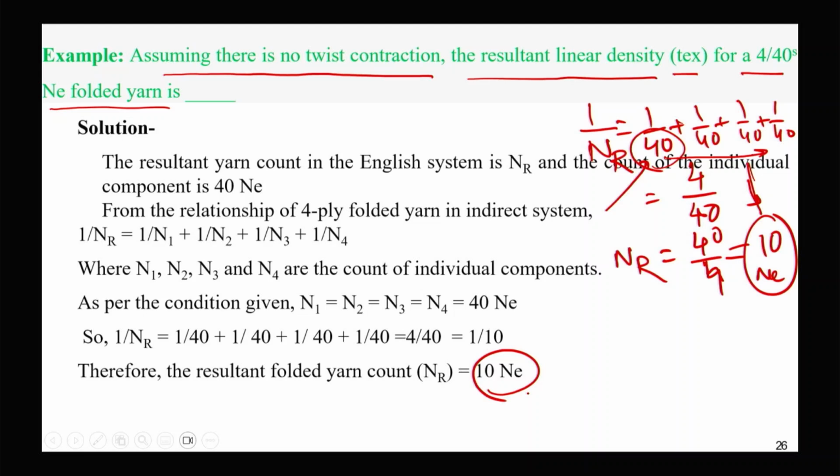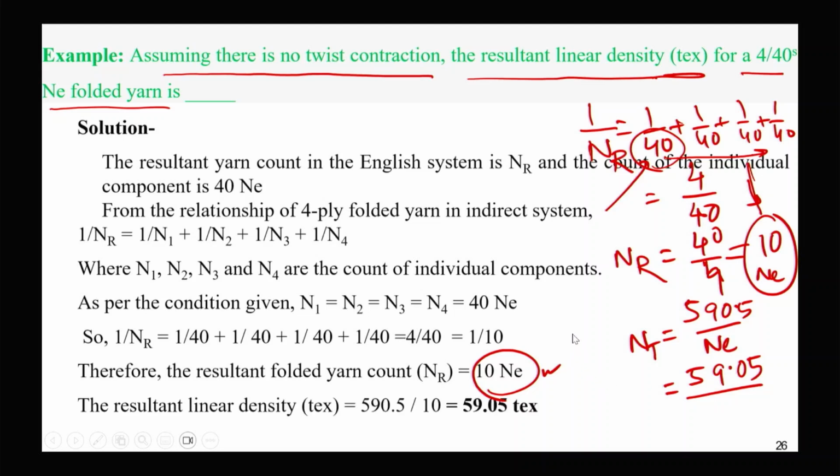Now what is asked? Linear density in tex. So this 10 NE we have to convert. So NT equals 590.5 by NE. So 59.05. This is the tex count. Okay, 59.05. So in this way we can go on solving different numericals.